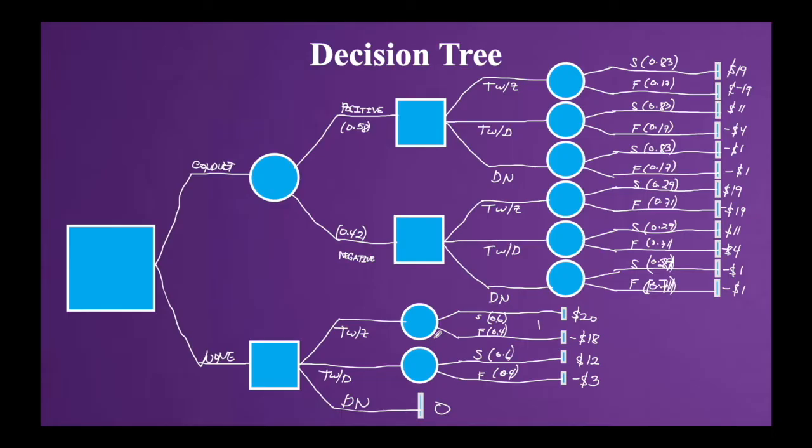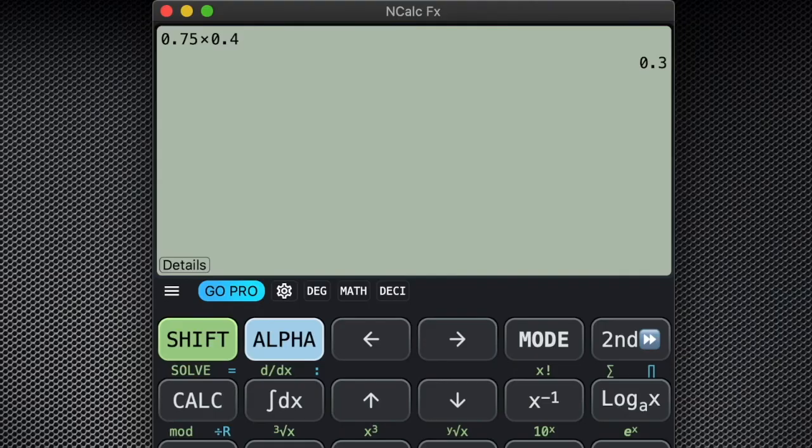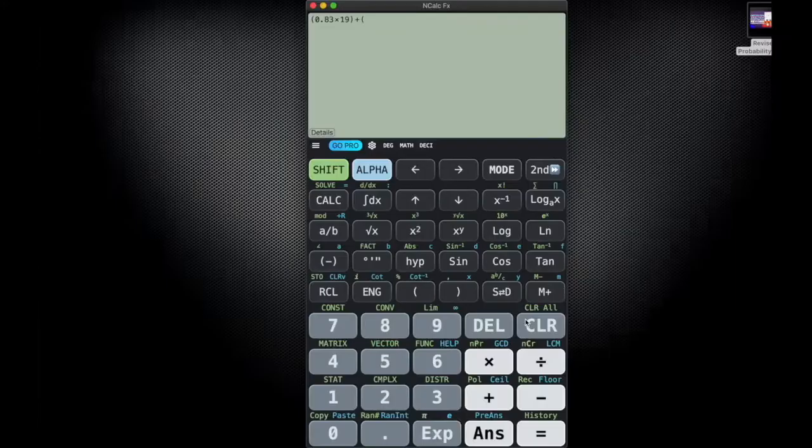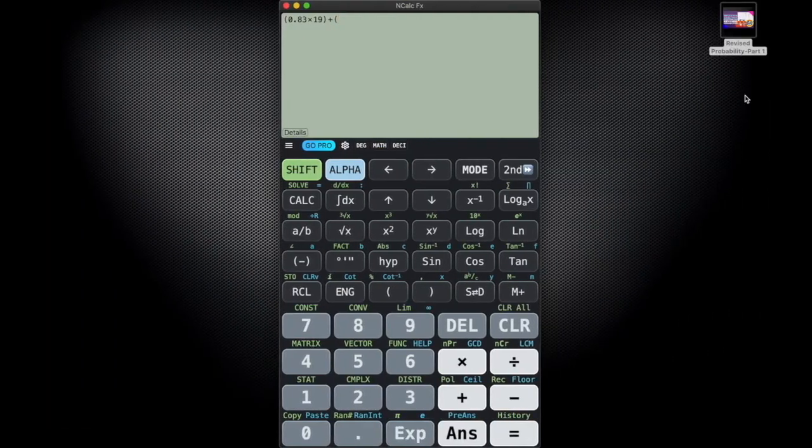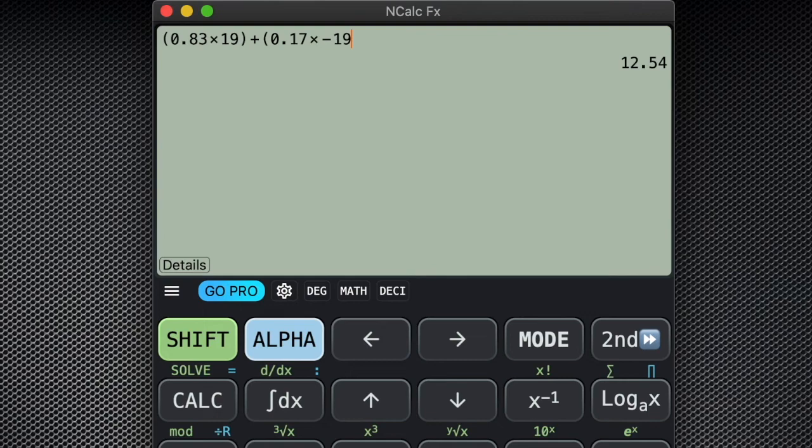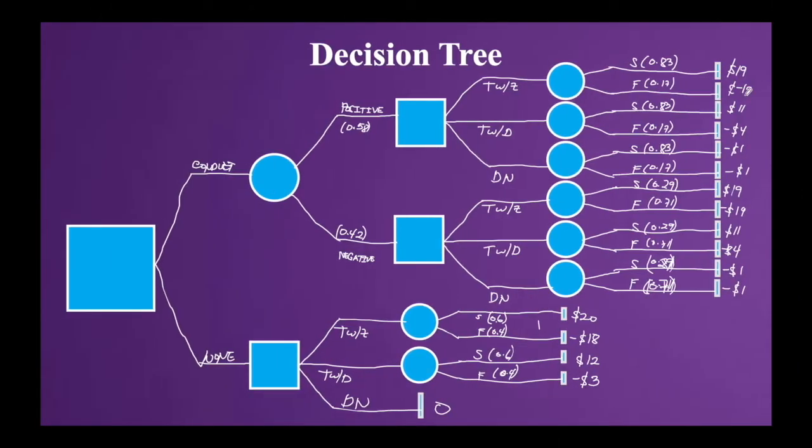So, let's now have our computation. And this is just a simple sum product lang naman. And write natin. 0.83 times 19 plus 0.17 times negative 19. So, calculator. Let's have 0.83 times 19 plus we have 0.17 times negative 19. Answer is 12.54. So, let's write it here. We have on our first na value, EMV, let's have 12.54.